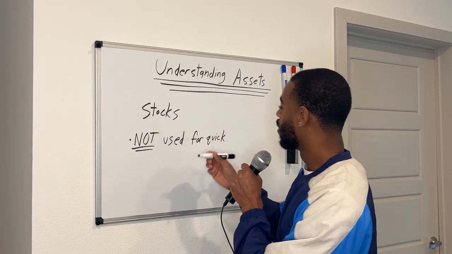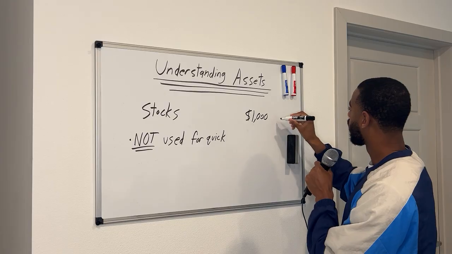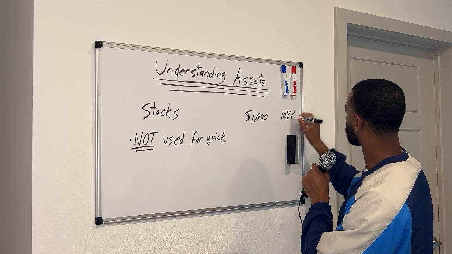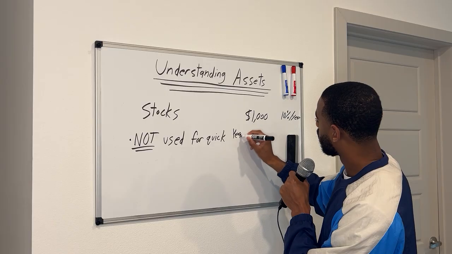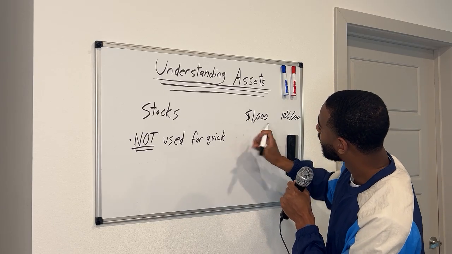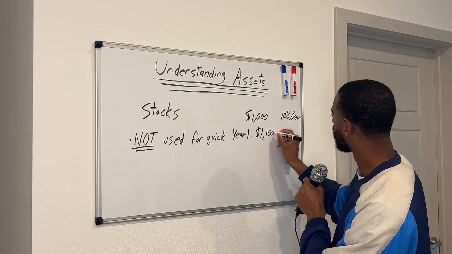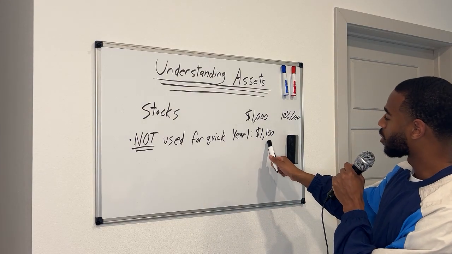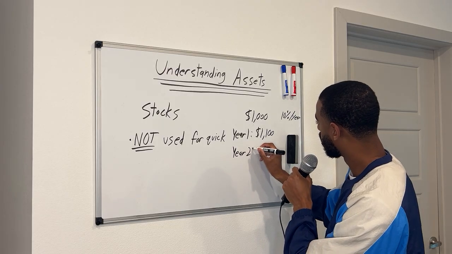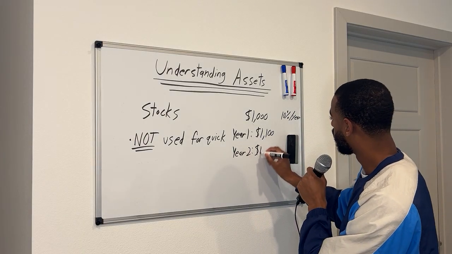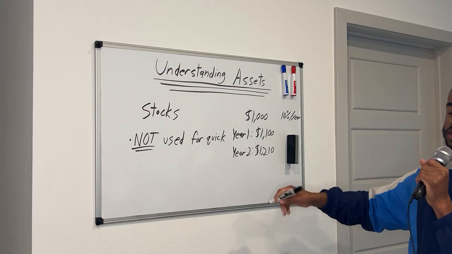Let me write this out for y'all. Let's say you have $1,000, and it goes up by 10% per year. After year one, that would be $1,100. Then after year two, this would earn 10%. So instead of having 1,000 earning 10%, now you have 1,100 earning 10%. After year two, you would have $1,210. And then this $1,210 will earn 10%. So this is what's called compound interest, right?